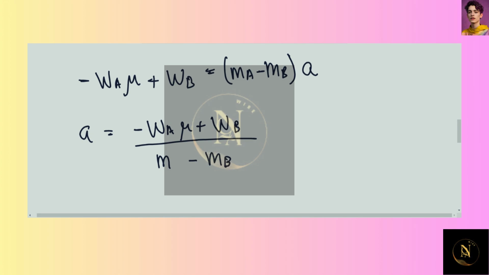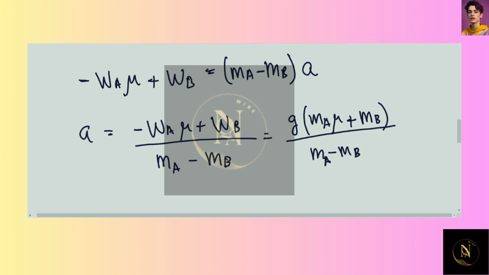Sorry, here I make a mistake. This is mA. Now, we know that the weight is defined as the mass times the acceleration of gravity. So we're going to put that in there. And the acceleration of gravity, we just factor it out: mA times mu, over the rest of the mass, the difference between masses.